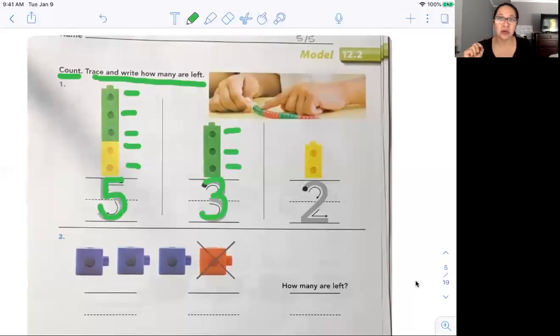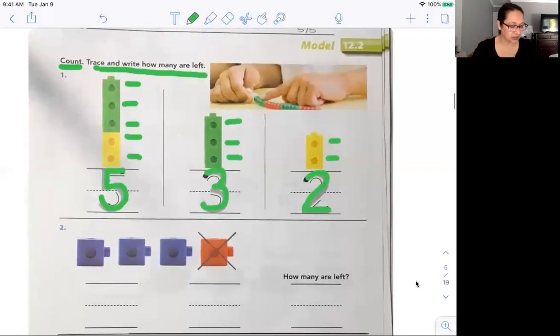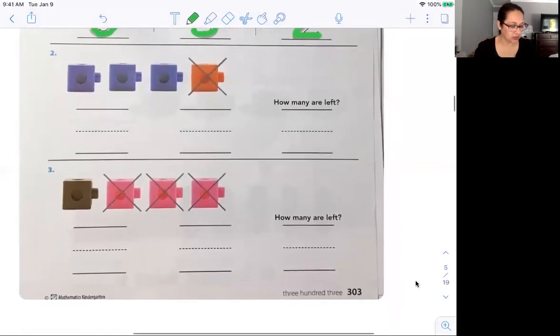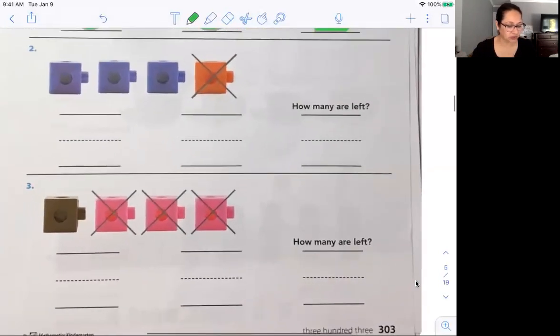How many yellow connecting cubes are there? Okay, 1, 2. So, you notice here there are 3 green ones and 2 yellow ones, 5, right, all together. The next one, the 3 of them are all green, and the next ones, the 2 are both yellow. Got it? Okay, that one was easy peasy. So we counted, and then we wrote the number. Now let's go on to number 2.